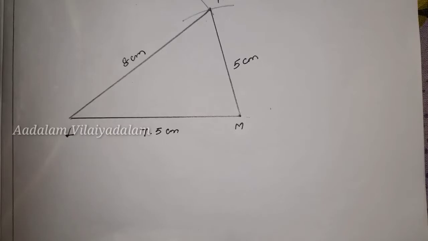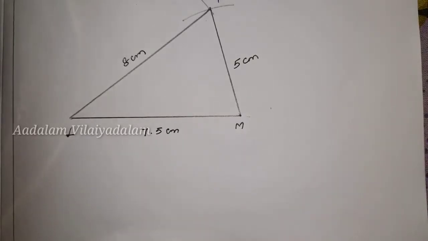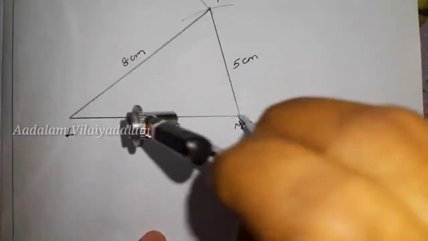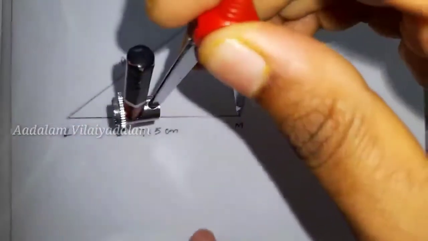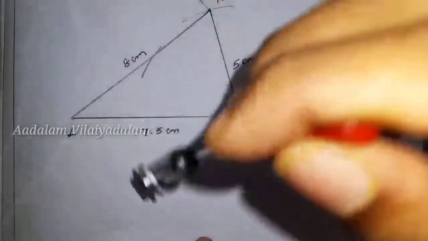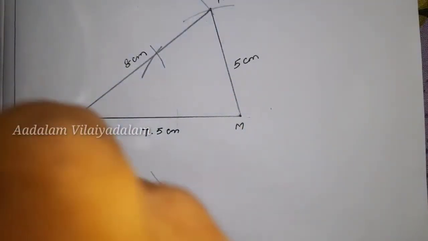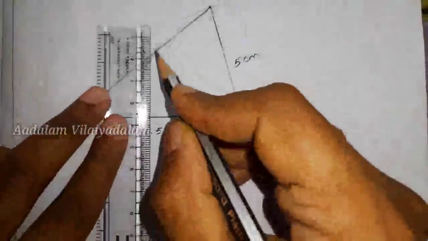Next draw the perpendicular bisector of any two sides of the triangle. First we take the side LM. Draw the perpendicular bisector. Take more than half; this is approximate measurement only. At M center, make the arc up and down, and at L center make the arc up and down also. So first draw the perpendicular bisector of LM.